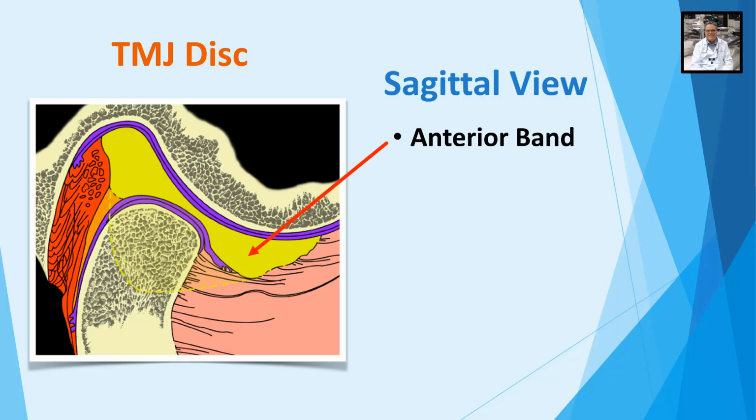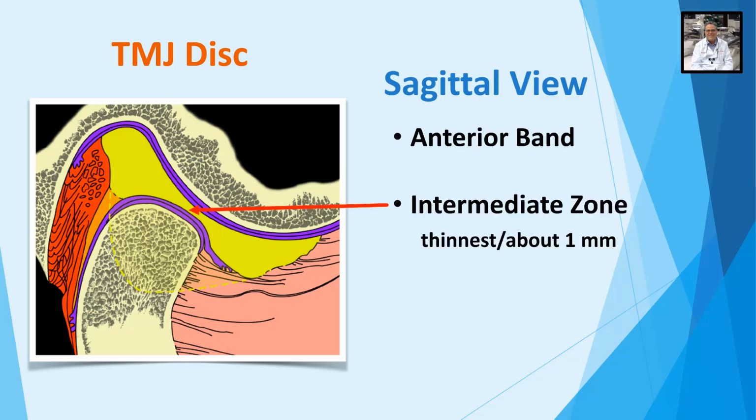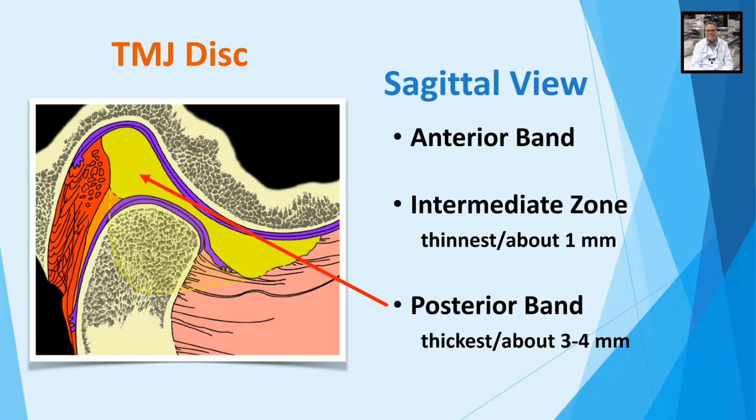From the side, we have the anterior band. We have the intermediate zone, which is the thinnest. It's only about 1 millimeter thick. And we have the posterior band. And notice that it is the thickest. And this part of the disc becomes more significant later on when we speak of dysfunction.